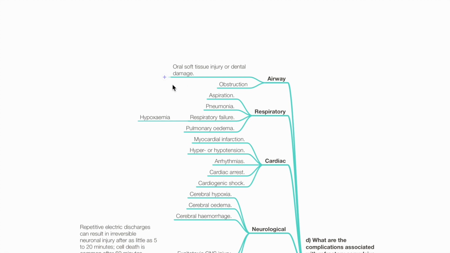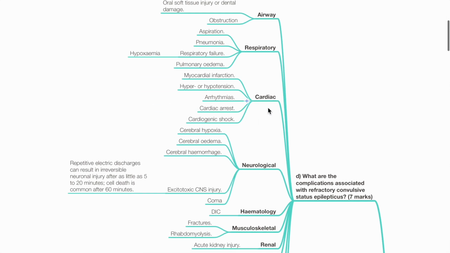Airway: oral soft tissue injury or dental damage and airway obstruction. Respiratory: aspiration, pneumonia, respiratory failure, hypoxemia, and pulmonary edema. Cardiac complications: myocardial infarction, hyper or hypotension, arrhythmias, cardiac arrest, and cardiogenic shock.